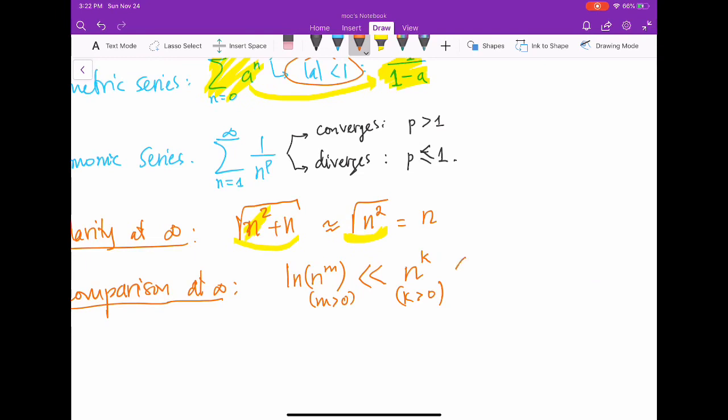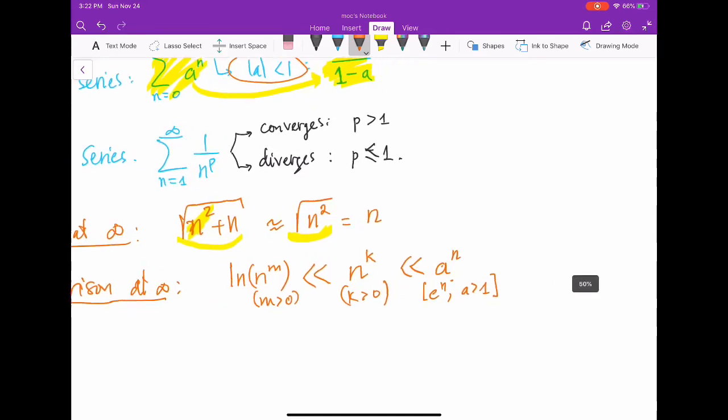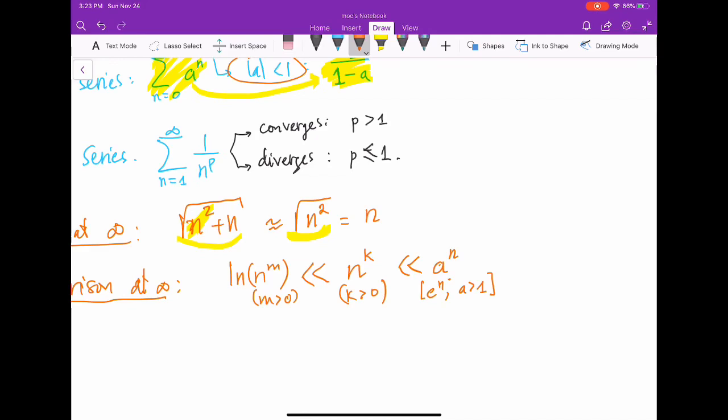And a polynomial is very slow if you compare it with an exponential, like any a to the n. A very typical one is e to the n, for any a greater than 1, don't forget about that. Because when a is less than 1, you have another exponential function, which is decreasing. And an exponential function is very slow if you compare it with n factorial. What's that? N factorial is 1, 2, and so on, up to n, just the product of the first n natural numbers.